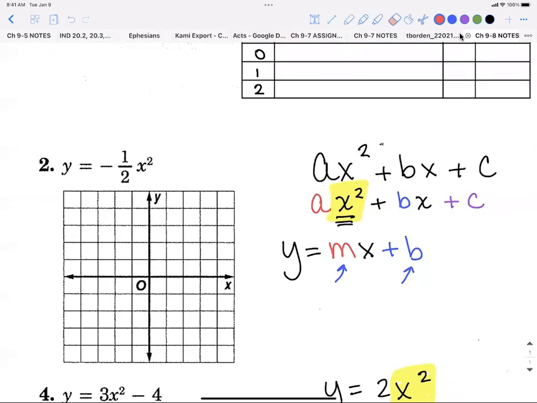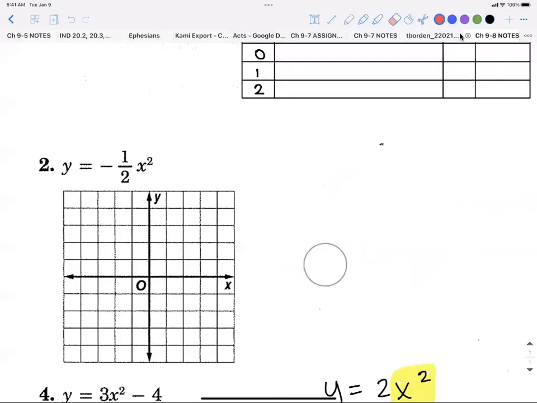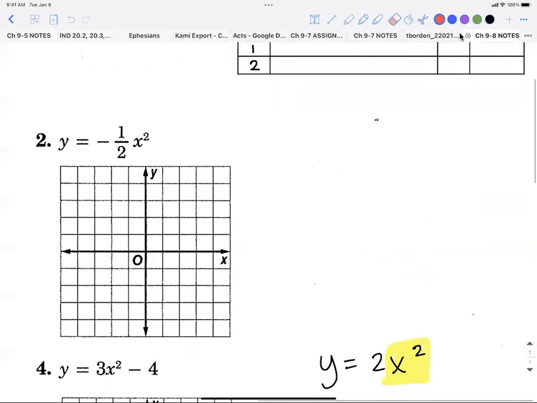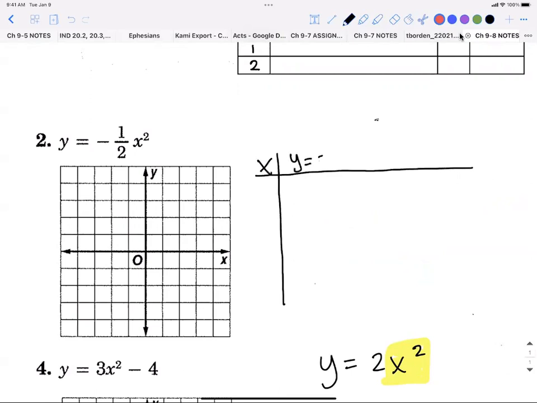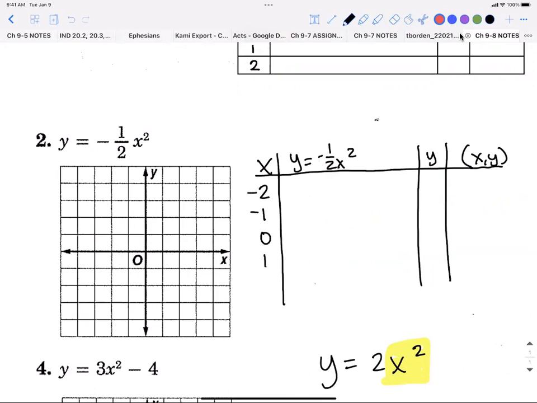All right, I'm going to erase all this so I have room now. I'm going to do a table, and you don't have to be Picasso here. We're going to have an x, and we're going to put our function, which is y equals negative 1/2 x squared. We're going to give ourselves some room to work in there. We're going to have our y, and then our xy ordered pair that we're going to graph. And I already know we're going to do negative 2, negative 1, 0, 1, and 2.